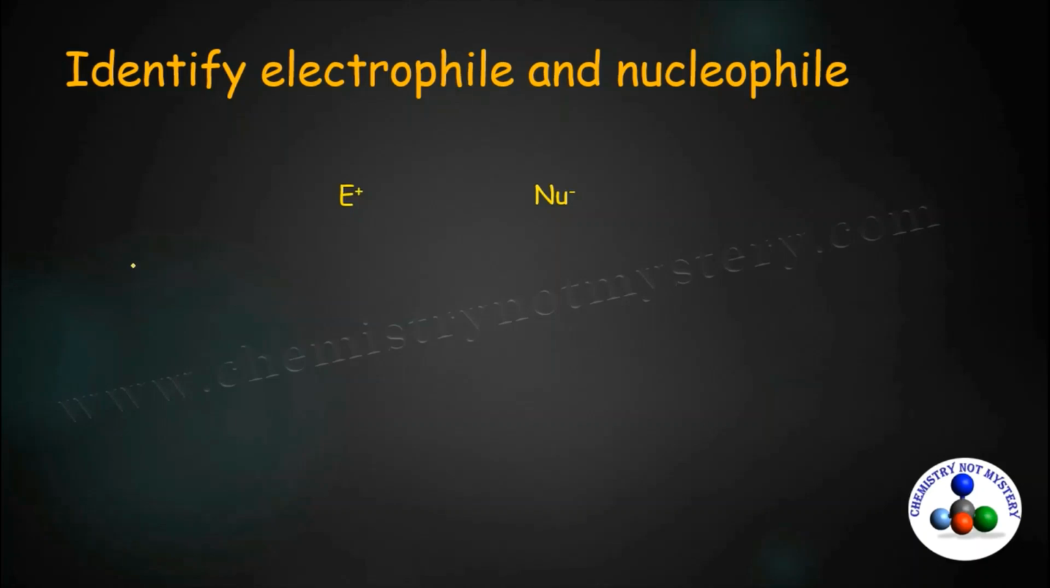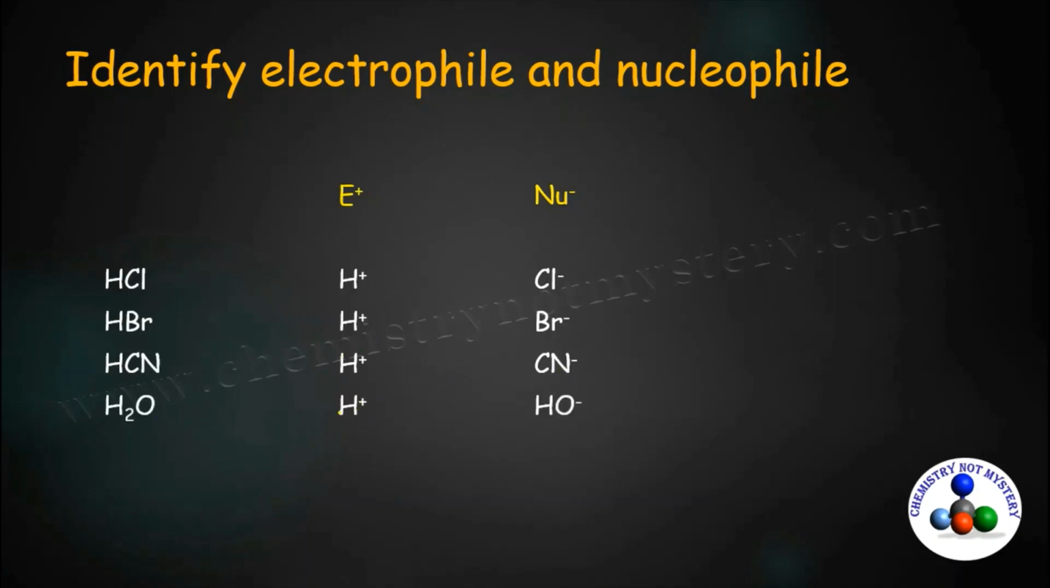For example, HCl. In HCl, H plus is the electrophile and Cl minus is the nucleophile. In HBr, H plus is the electrophile and Br negative is nucleophile. In HCN, H plus is the electrophile and CN negative is nucleophile. In water, H plus is the electrophile and OH negative is the nucleophile.